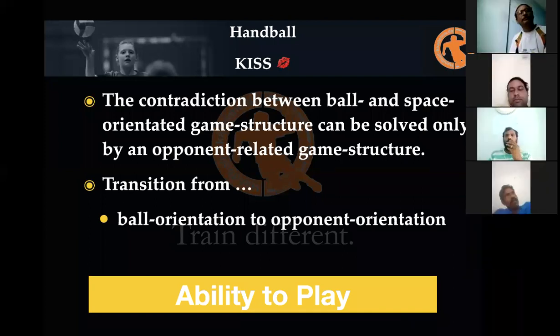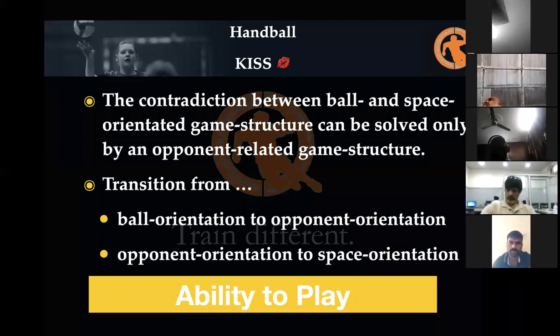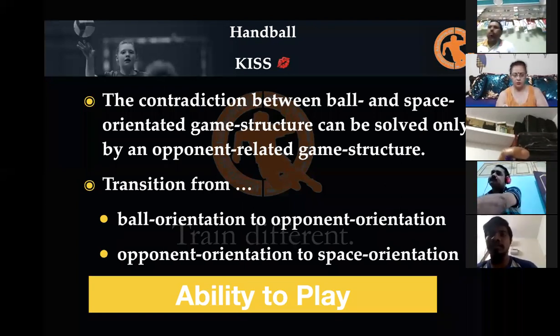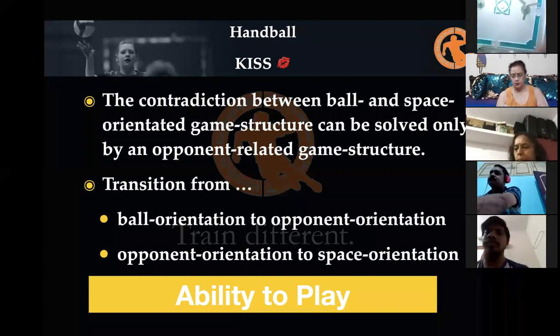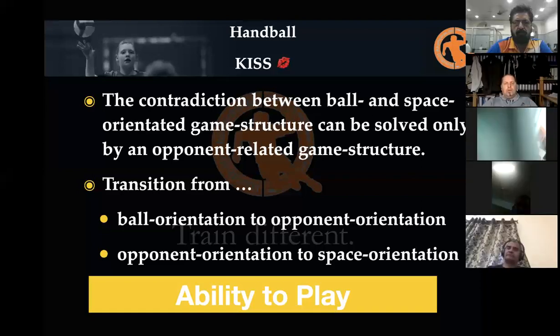And the second step is the opponent orientation to space orientation, which is the step from man-to-man defense to zone defense. So this is what the players should learn in the first step. And then when they learn to move and to behave according to the basic principles in defense and the basic principles in attack in the man-to-man game, in the opponent orientation, then they can transfer this to the space orientation, or a game which is structured from zone defense.